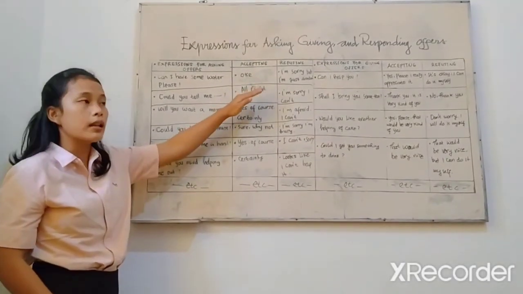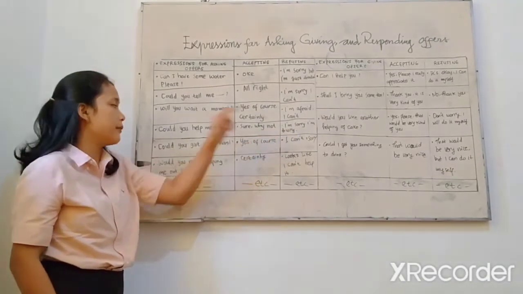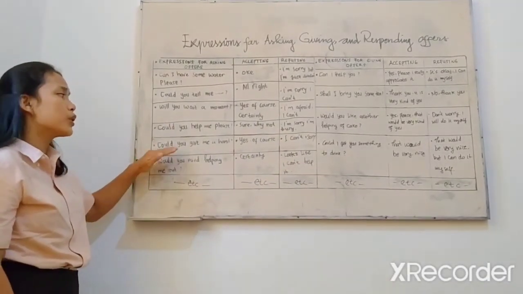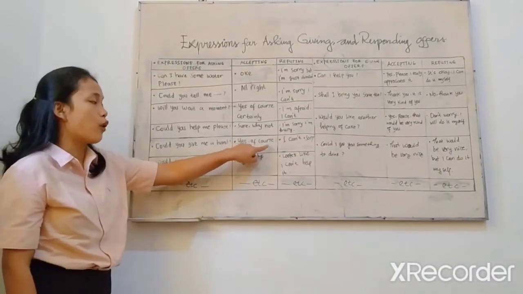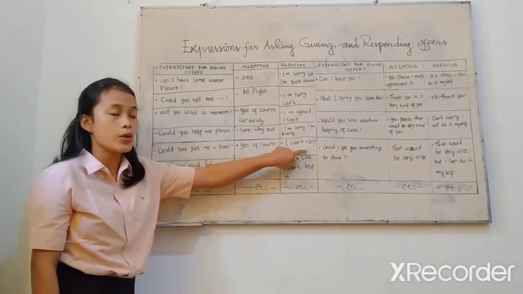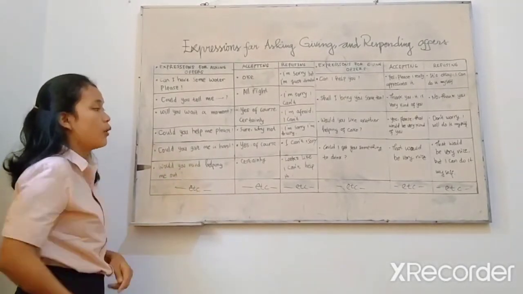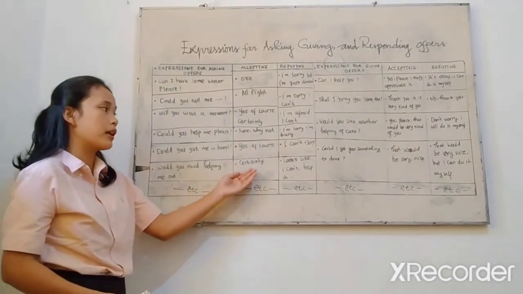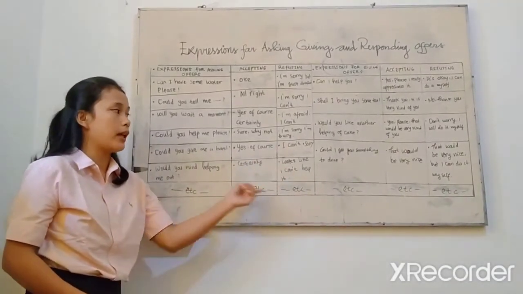And then we can refuse with the sentence, I'm sorry, I'm busy. And then, could you give me a hand? We can answer, yes, of course, or I can't, sorry. And would you help me out? We can answer it with certainly. And we can refuse it with, looks like I can't help it, and etc.